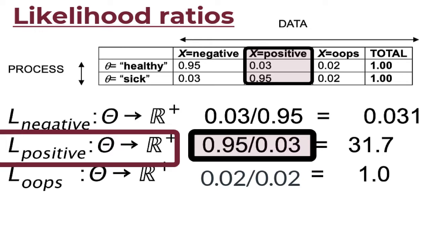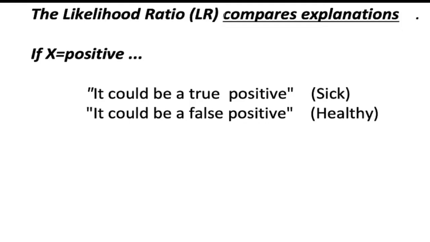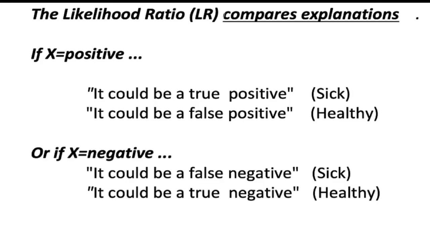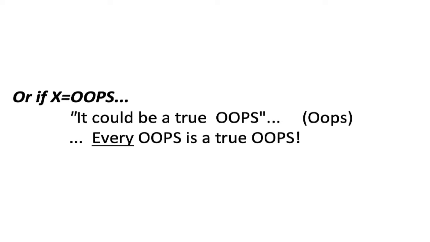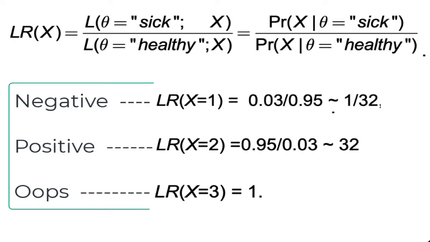And for the oops outcome, the likelihood function is the same for either sick or healthy, 0.02. The likelihood ratio compares the two explanations. A positive could be a true positive or a false positive. A negative could be a false negative or a true negative. And an oops, well, an oops is always an oops. So you compare the likelihood of the data that you have, the X, if the patient's sick, compared to if the patient is healthy.